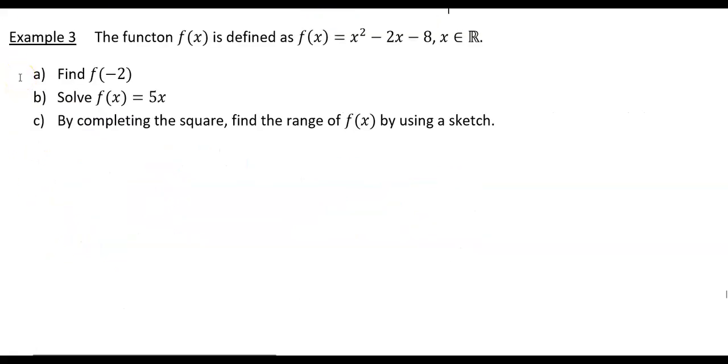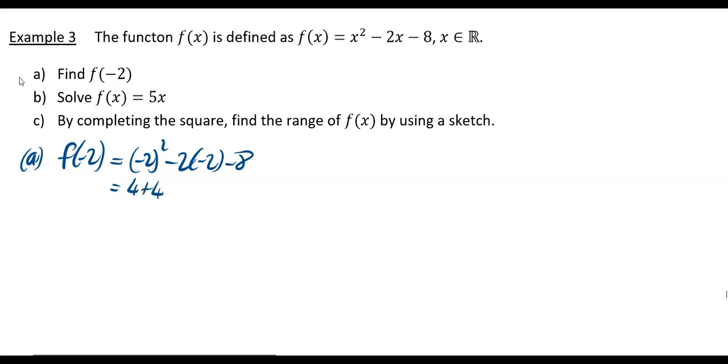Okay, and this example says the function f of x is defined as f of x equal to x squared minus 2x minus 8. And it says find, first of all, it's for x belonging to the reals, and part A is very easy. It just says find f of minus 2. So that's just testing your understanding. That just means fire minus 2 through the equation and see what you get. So that's what you're putting into your calculator. And what that would give you would be 4 plus 4 minus 8. So it would give you 0.